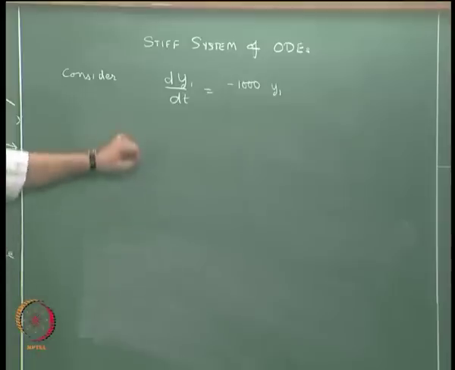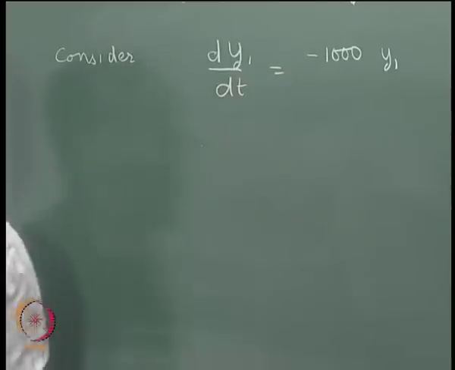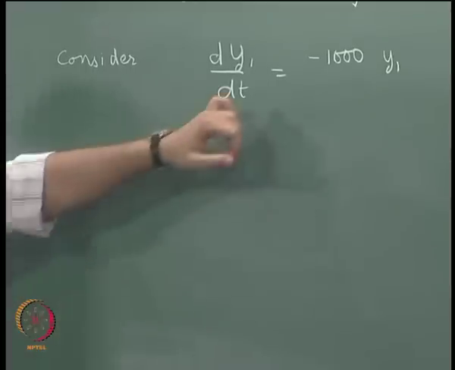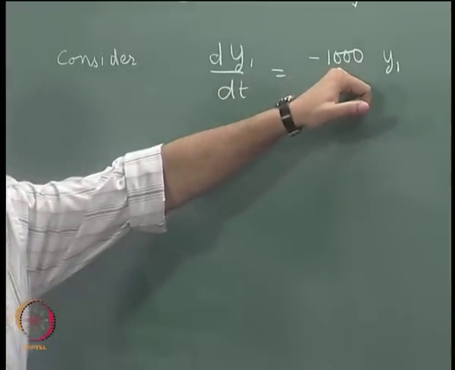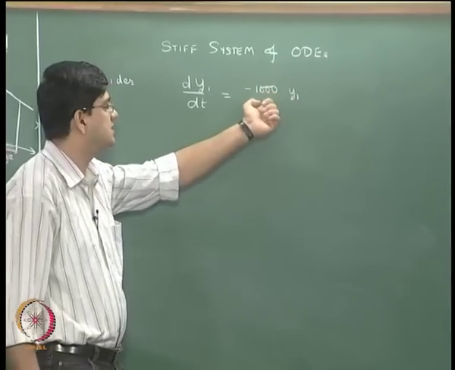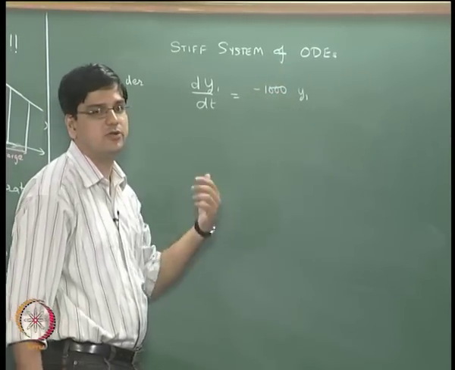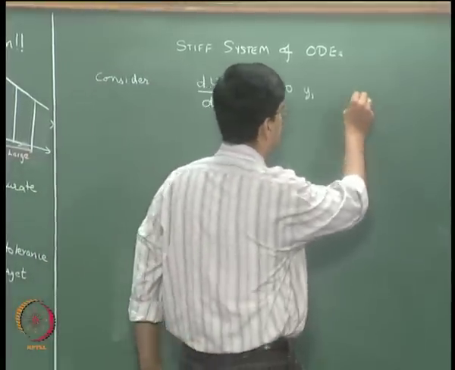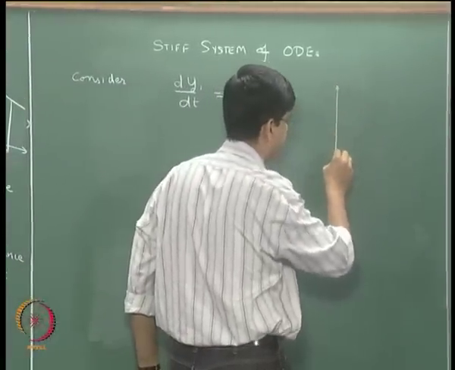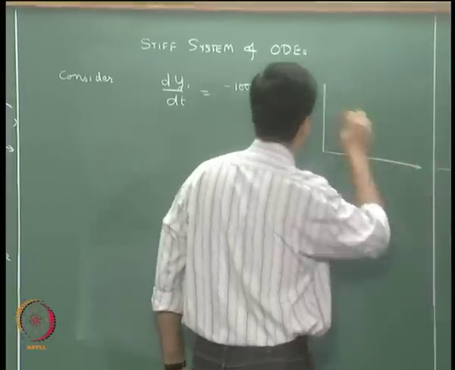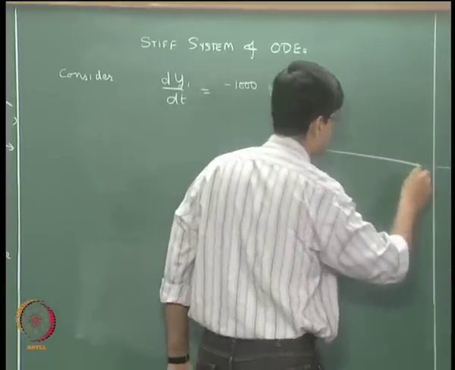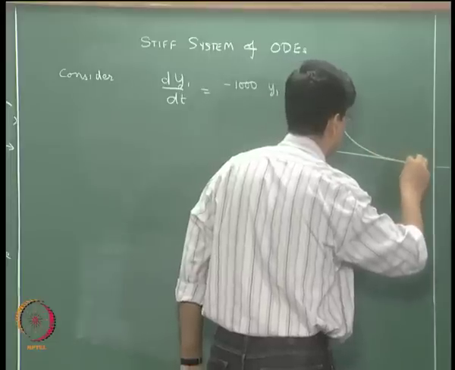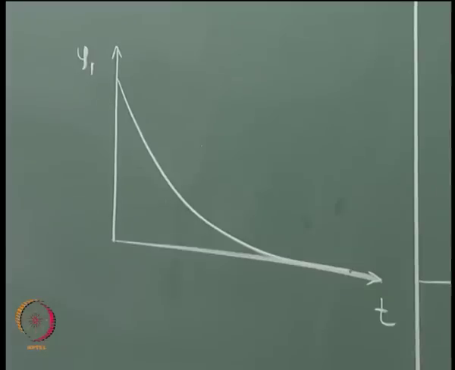Okay. So let us consider dy1/dt equal to minus 1000 multiplied by y1. What this means is that this particular lambda value is very large. As a result, this system is going to respond very quickly. For example, if we were to plot y1 against t, it is going to respond in this fashion.